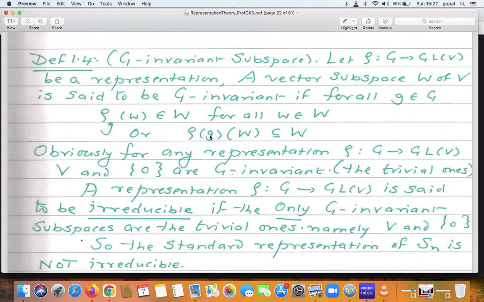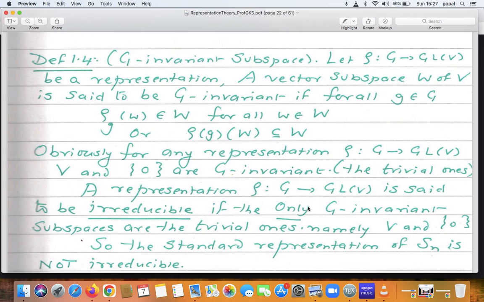That's a pretty strong condition. That's a very, very strong condition. If the group is large, then expecting this W to be simultaneously invariant under all the rho g's is quite a stringent condition. Obviously, for any representation, we have two examples of G invariant subspaces. The zero subspace is obviously G invariant, and the whole space V is obviously G invariant. These are the trivial G invariant subspaces.